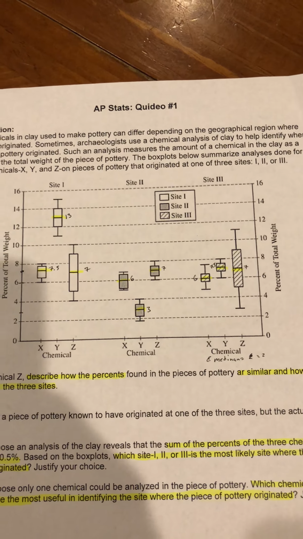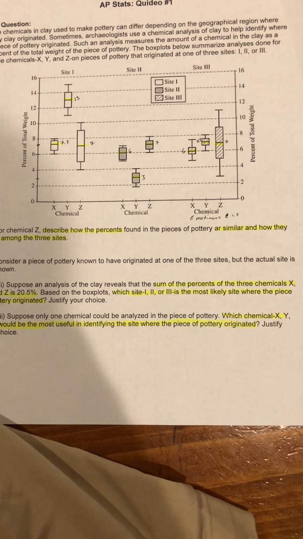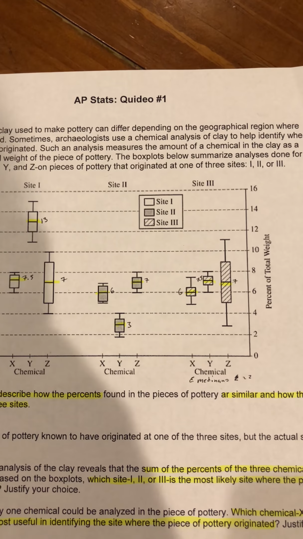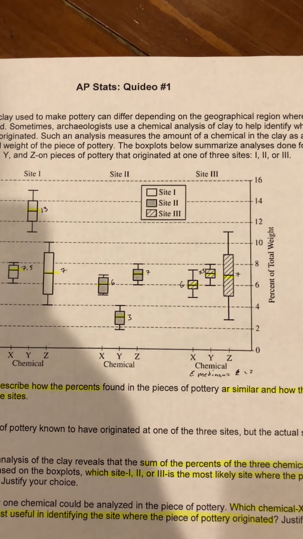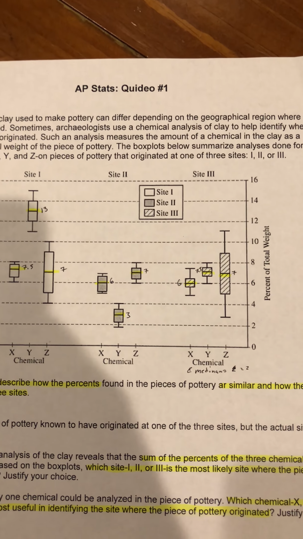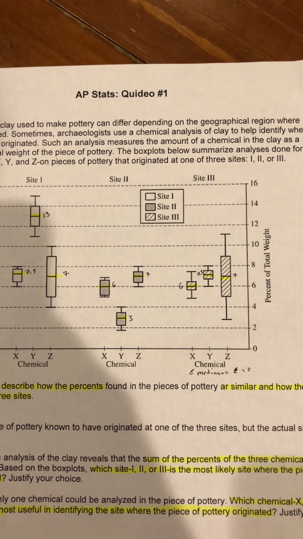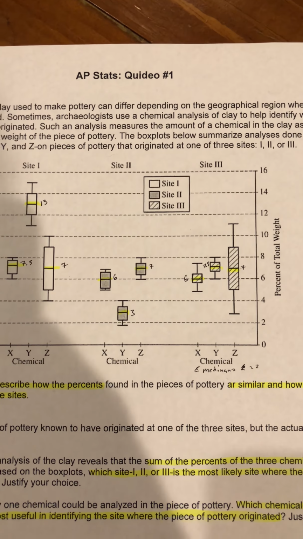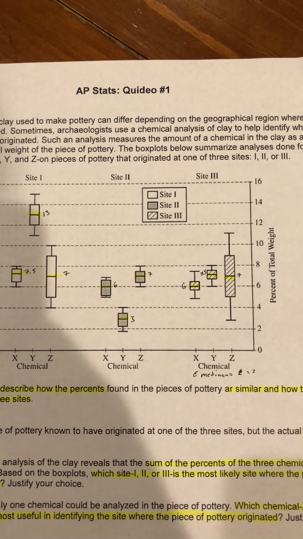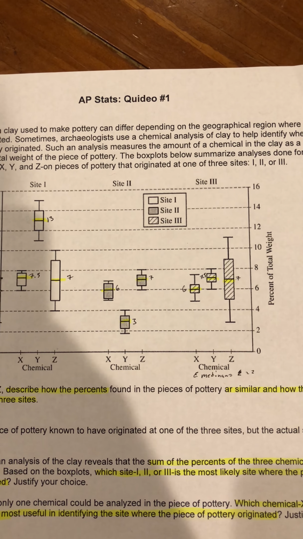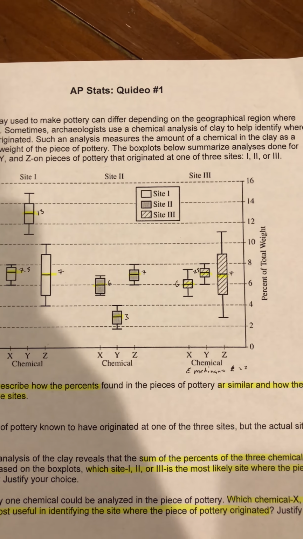Alright, question A. For chemical Z, describe how the percents found in the pieces of pottery are similar and how they are different among the 3 sites. Okay, so right off the bat, if we look at all 3 chemical Z's for site 1, 2, and 3, we realize that they all have a median around 7. So that's a really big similarity between the 3. That's also one of the only similarities besides site 1 and site 3 having quartile 1 at 5 and a quartile 3 at 8.